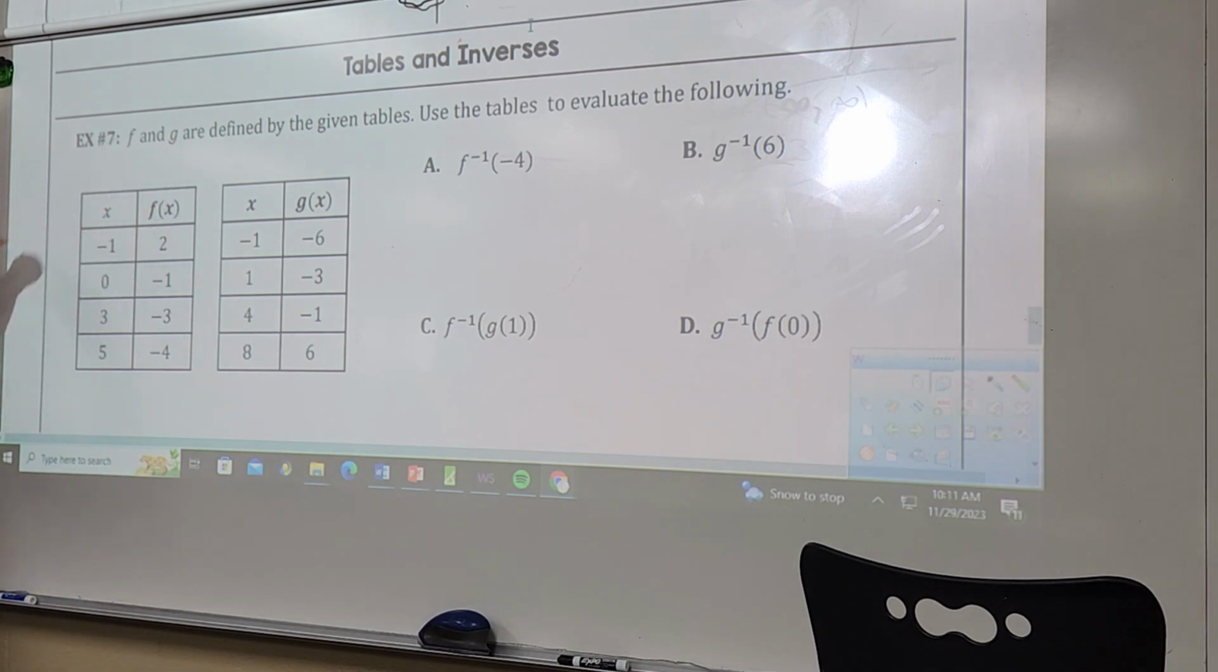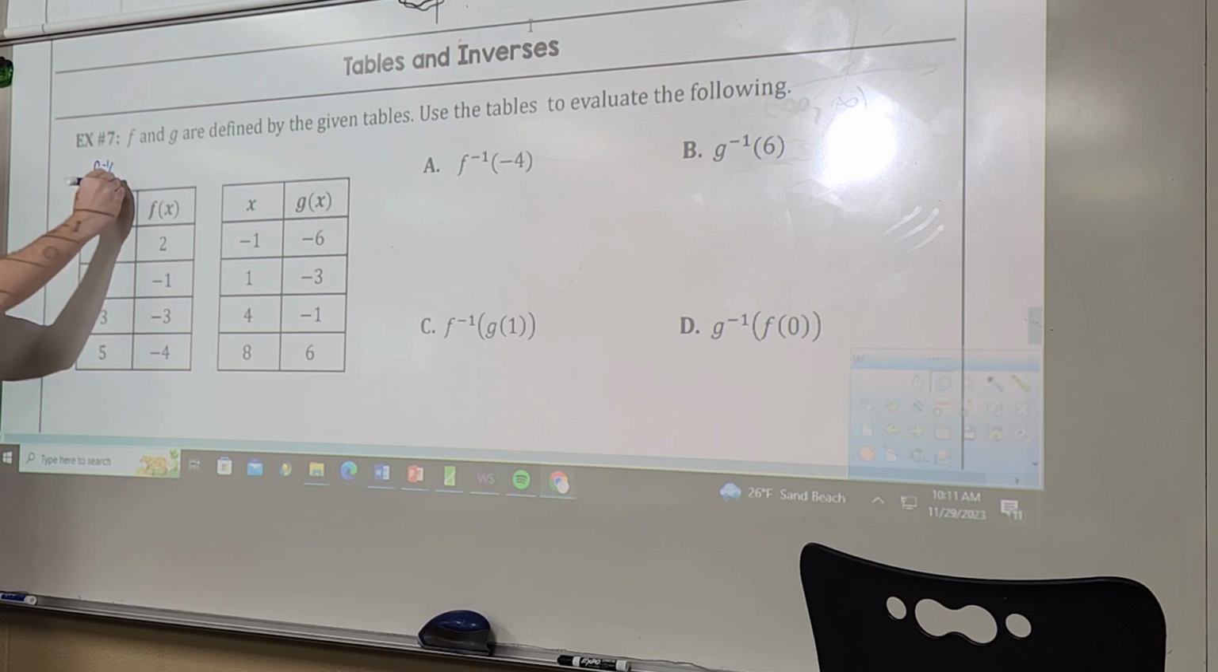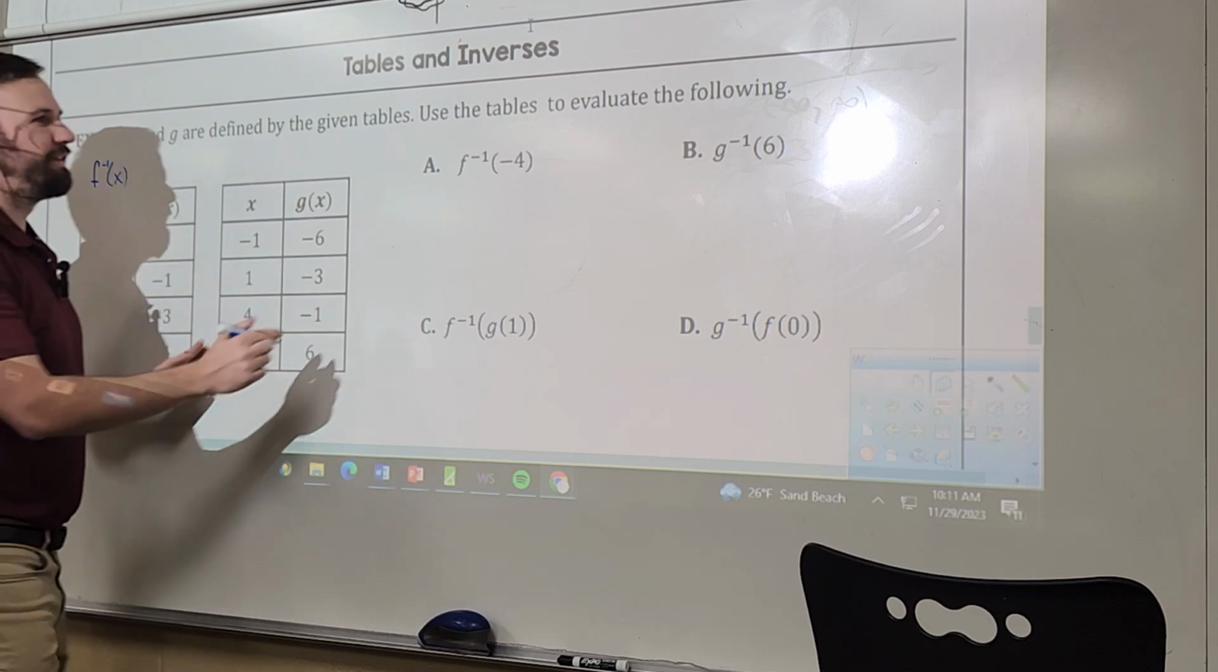We have f and g defined by the tables. This one's not so bad. This will be way better than the previous video with the palm trees. Think about this. This is what I would do to make my life a lot easier. If this is my x and this is my f of x, then this is f inverse of x.